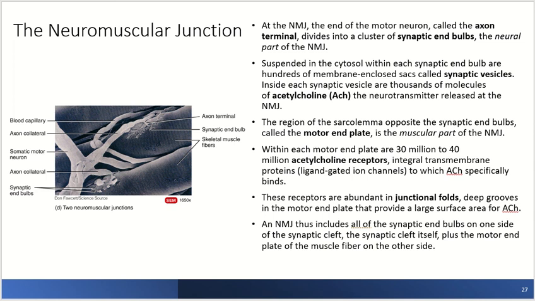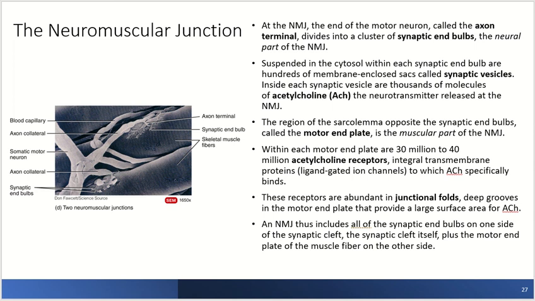And this is going to be the neurotransmitter that's released at the neuromuscular junction. So the region of the sarcolemma that's opposite the synaptic end bulb is called the motor end plate. And this is the muscular part of our neuromuscular junction.